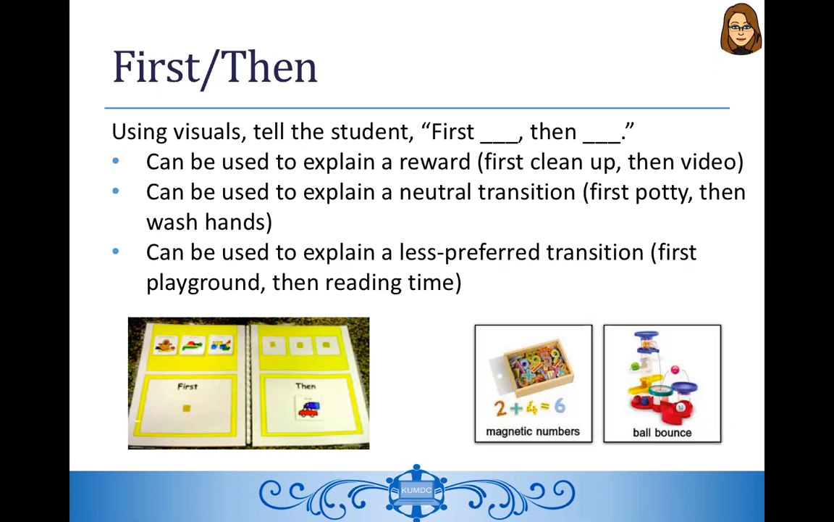But you can make them as elaborate or as simple as you want. I mean, you could have multiple steps to your first as the student progresses.